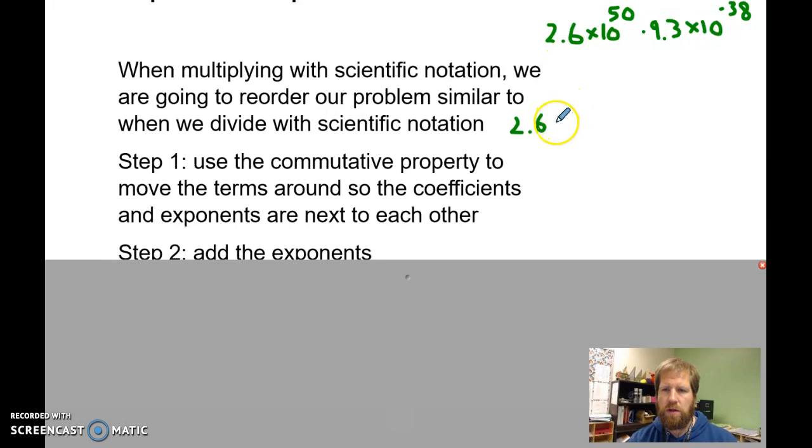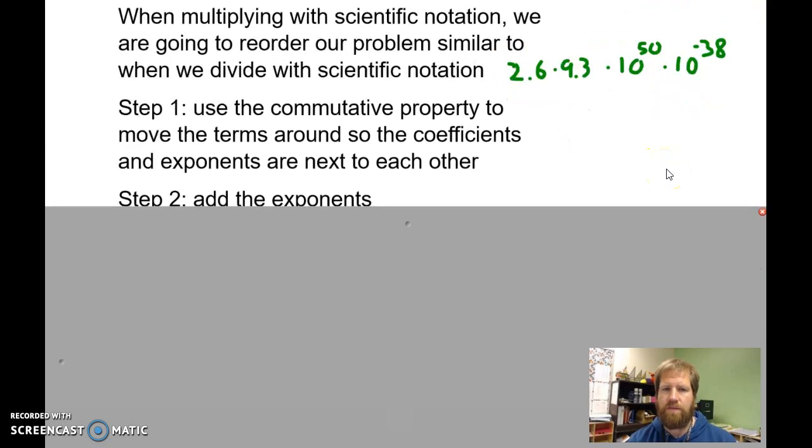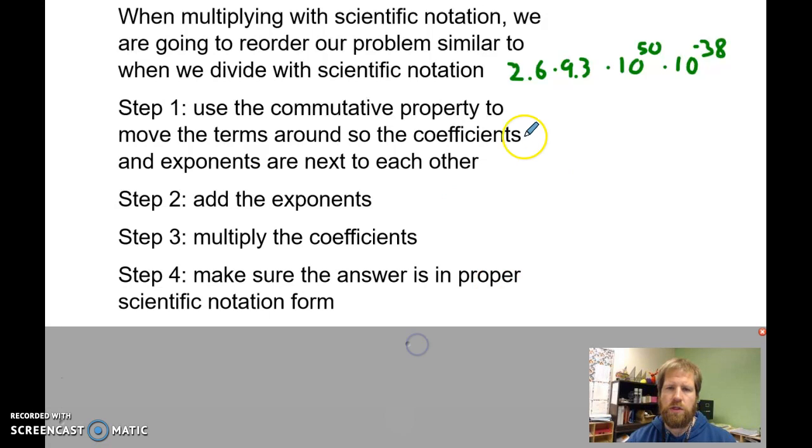2.6 times 9.3 times 10 to the 50th times 10 to the negative 38. Okay? Same problem, but I've just made it nicer and easier for myself to solve. I've rewritten it so that my coefficients are next to each other and my exponents are next to each other. I'm going to first add the exponents.